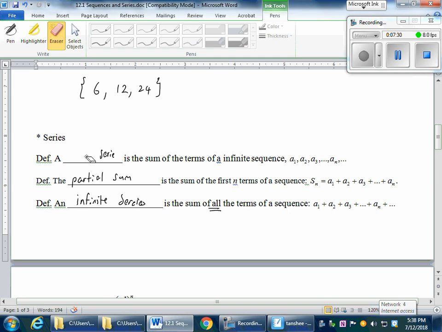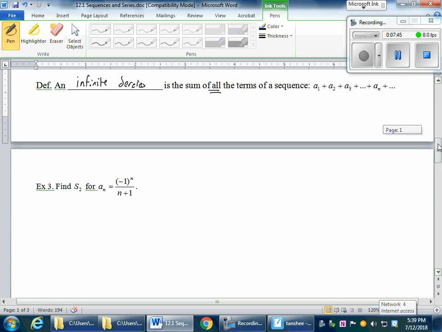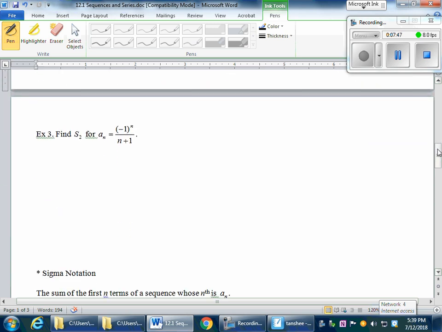So a partial sum is only the first few terms, and an infinite series is all the terms of the sequence. Those are the two different things. Okay, sorry about that. So let's talk about this first example.